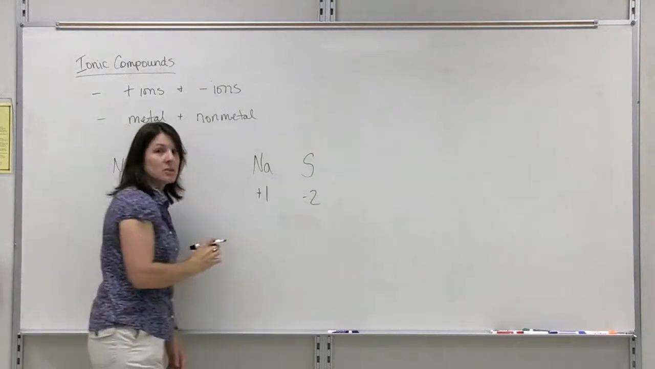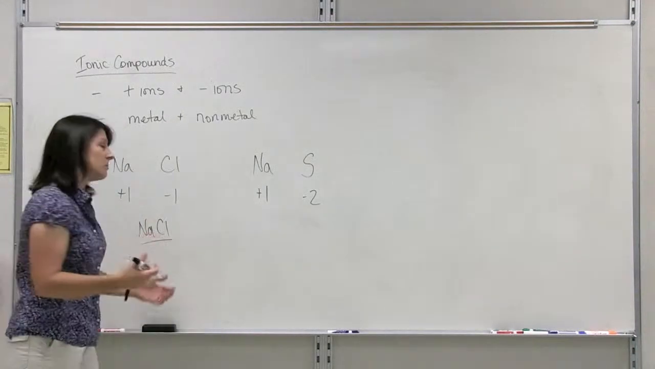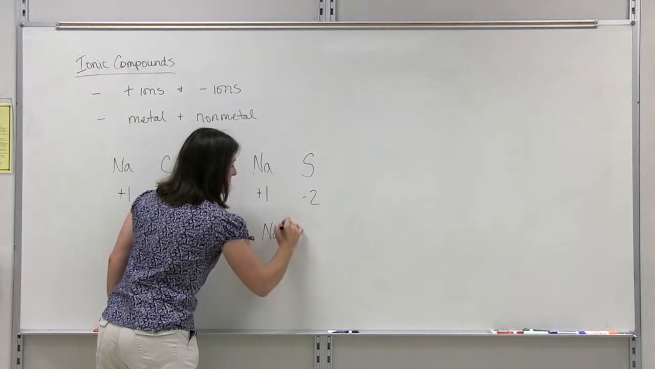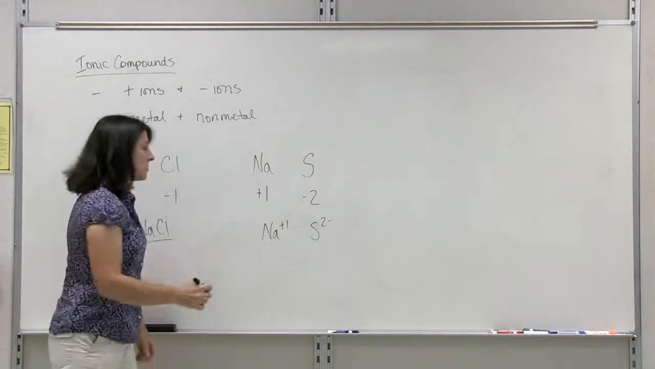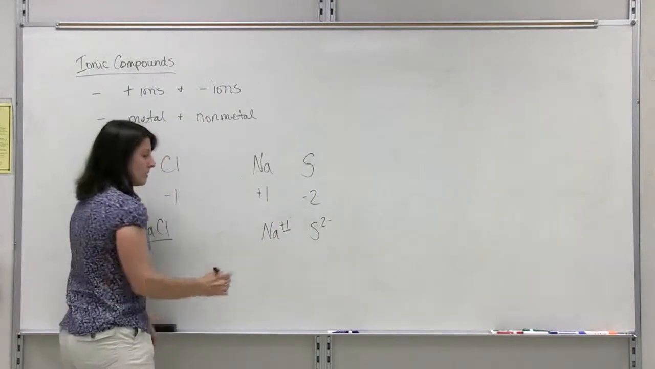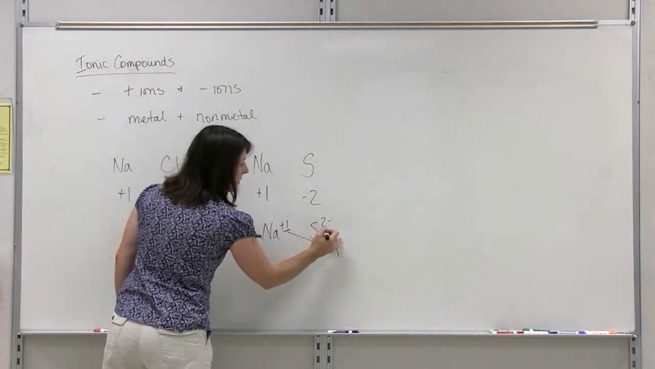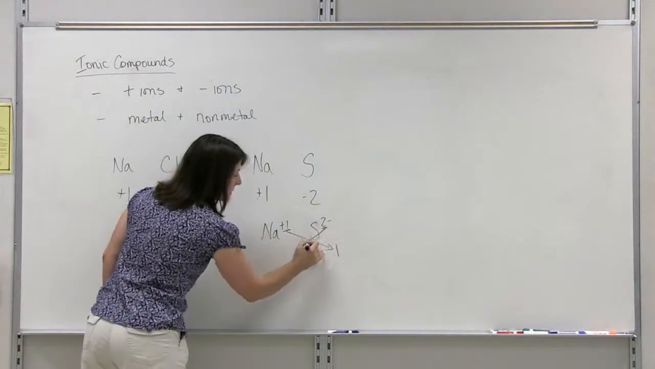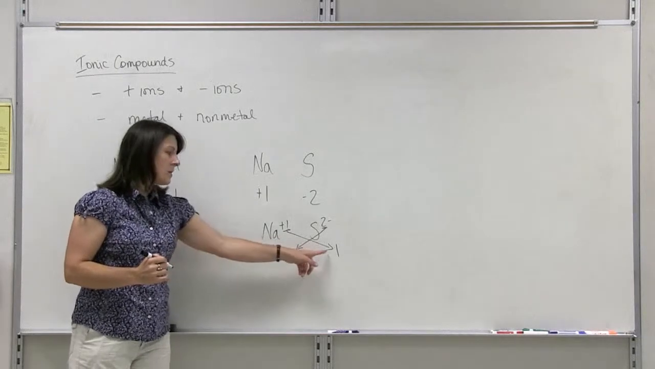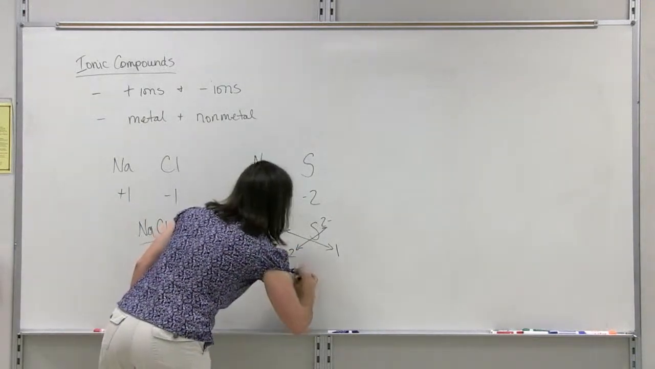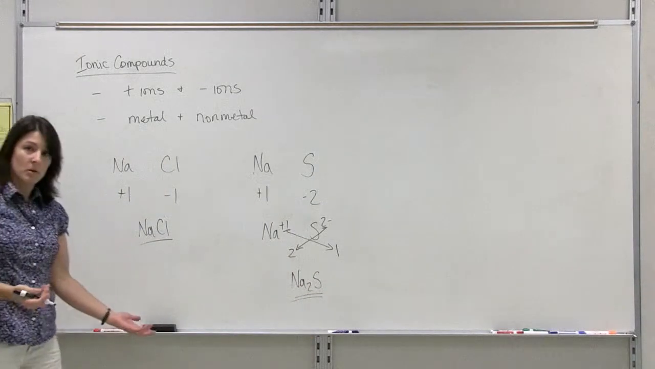Your numbers do not cancel each other out. The easiest way to determine what the ratio of your atoms should be in a compound is the process of crisscrossing. So if I write my two ion symbols, the number of the charge of one symbol becomes the subscript for the opposite atom. The number of the charge of the nonmetal becomes the subscript for the metal. So that means we need two sodiums and one sulfur to make a neutral compound, and that would be the formula for sodium sulfide.